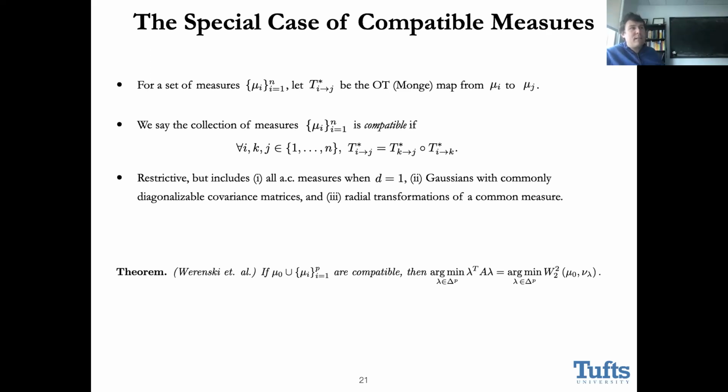Something we thought about is, can you move past this? Are there weaker conditions on the measures such that this quadratic program is useful? Can you get an upper bound on the projected distances from this quadratic program? This is all we know at this point.